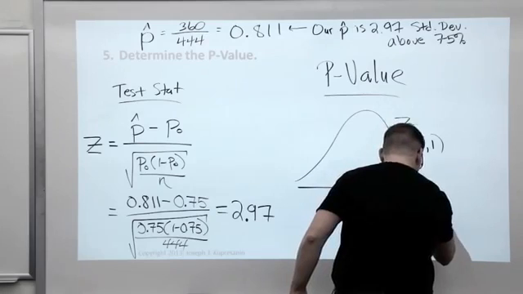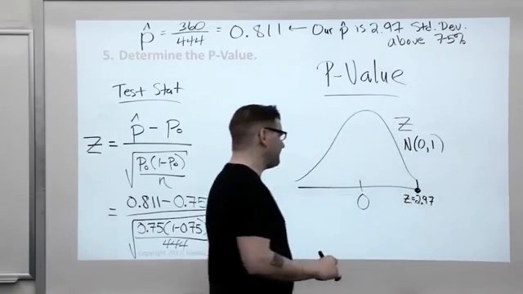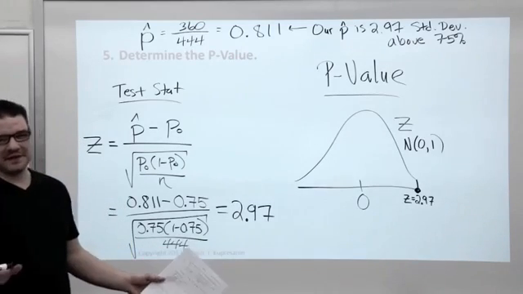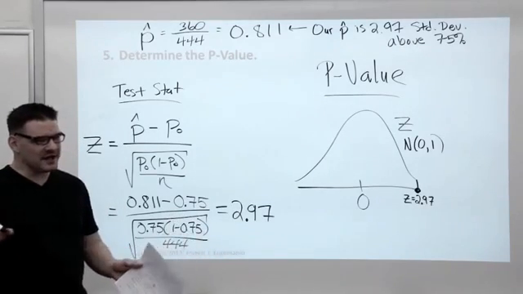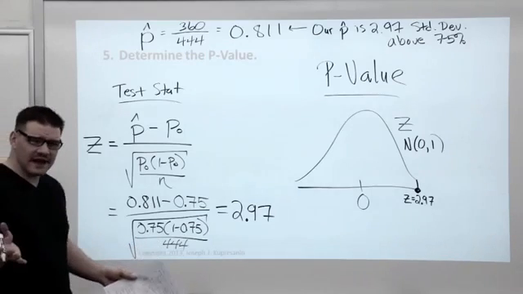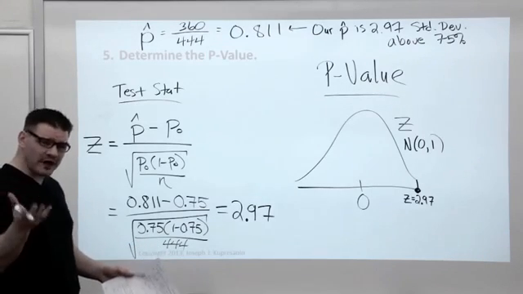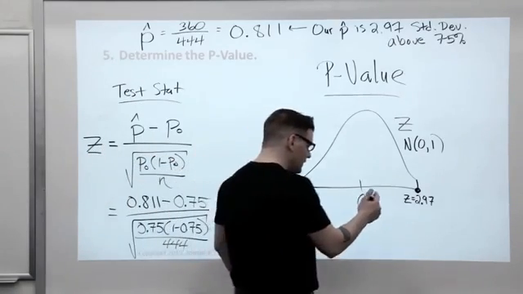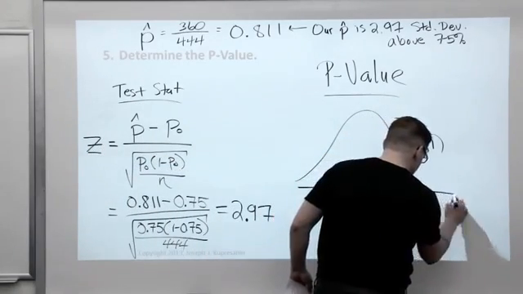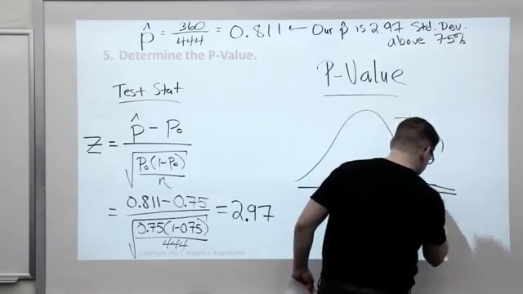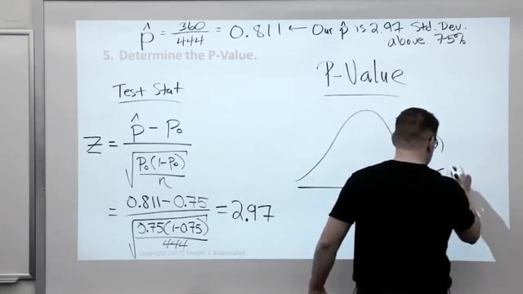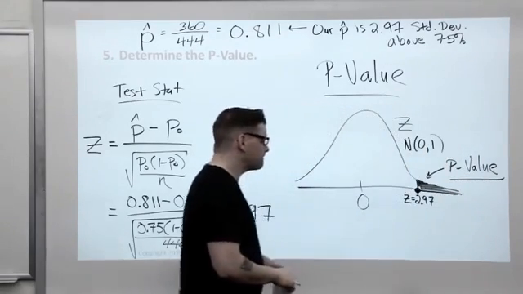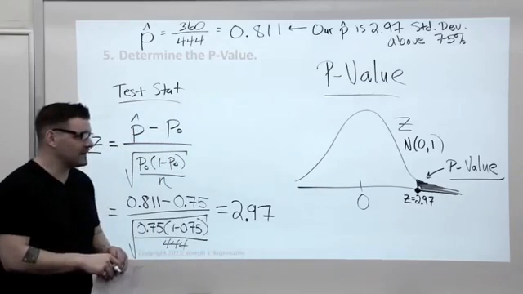This is z equals 2.97. Okay? In almost all cases, you shade out to the tails. But just think, why am I shading out to the tails? What kind of test did I do? Greater than test. Looking for evidence that more than 3/4 are cheaters. So we're going to shade up here. That shaded stuff is the p-value.